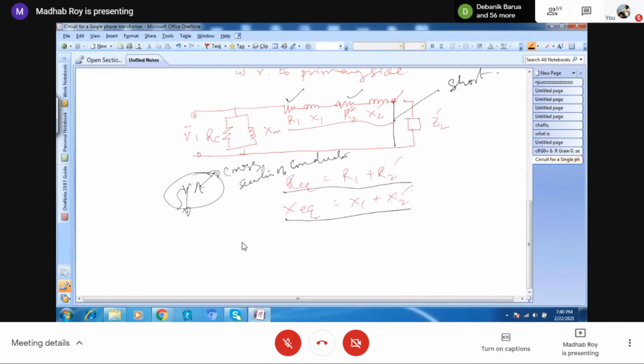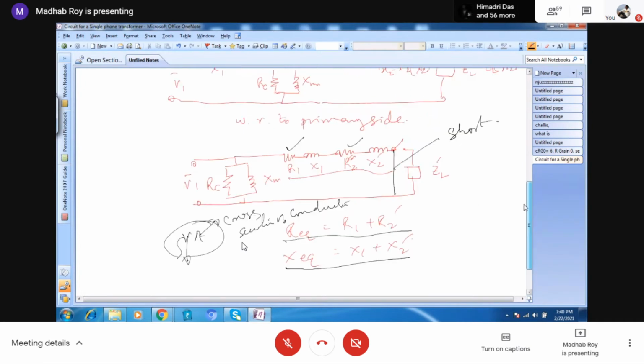So X equivalent is the reactance of the primary and the reactance of the secondary. What is the nature of the reactance basically? Can you give me an idea what that is? How is this reactance coming in? Leakage reactance. Very good. So leakage reactance. You know what leakage is.